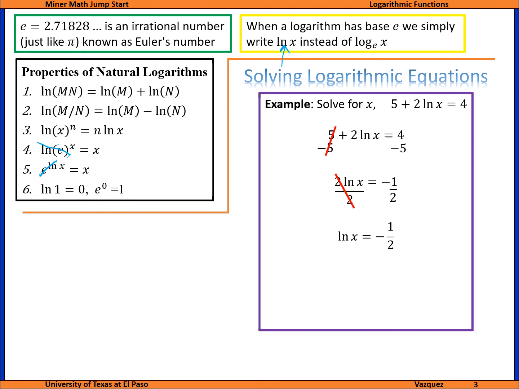Now, how do we get rid of that ln? What can we do? If you take a look at the fifth property over here, and let me erase it so you can see better. What do you do there? You apply e to cancel that ln out. So what we're going to do is we're going to put e to the power of ln x equals e to the power of negative 1/2. Right? We have to do that to both sides. And now those cancel out, the e and the ln. And we're left with our answer, which is x equals e to the power of negative 1/2.